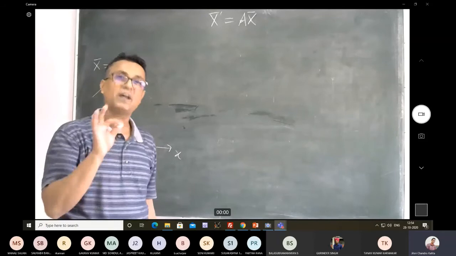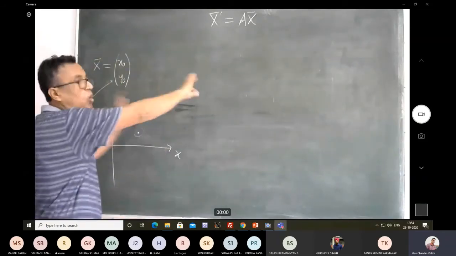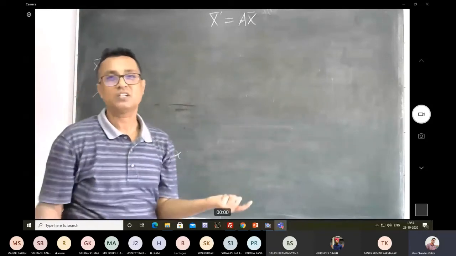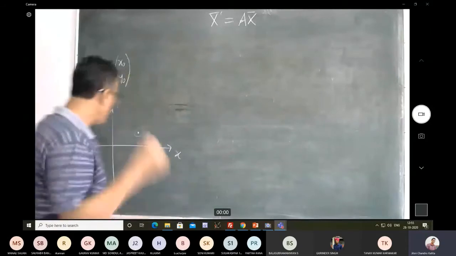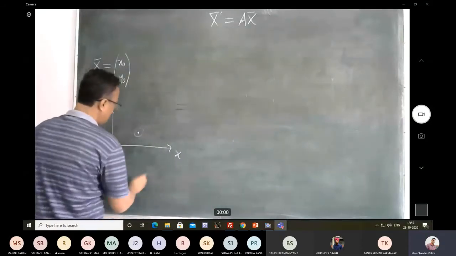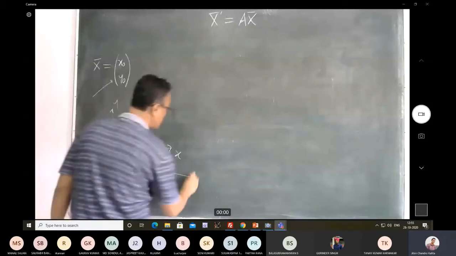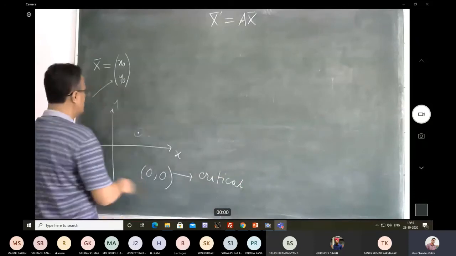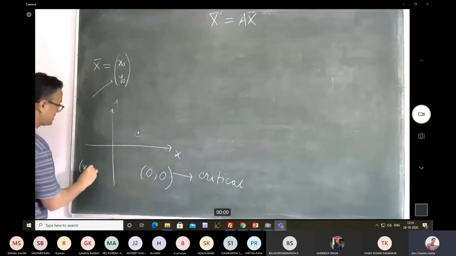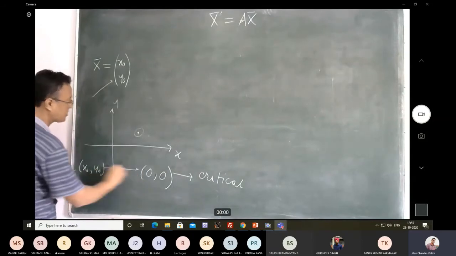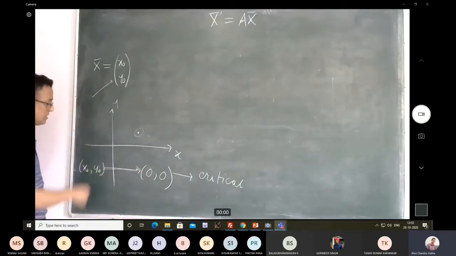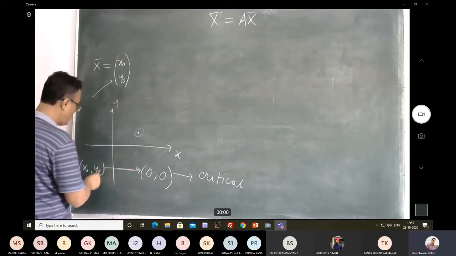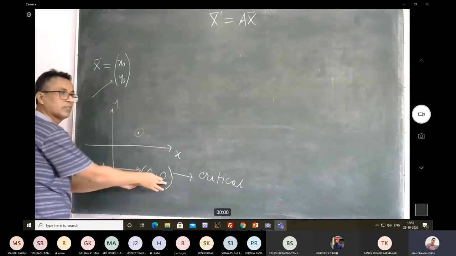But despite that, throughout all the study that is going to come in the near future, we are going to assume that (0, 0) is a critical point. You may be thinking why it is so, because any point (x0, y0) you can always, through some kind of translation or shifting, using some transformation, convert into this. Is it okay with everybody?